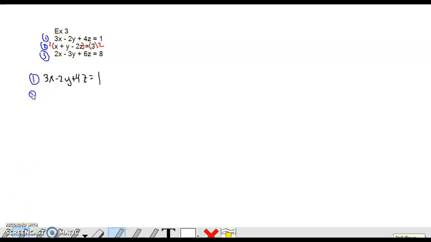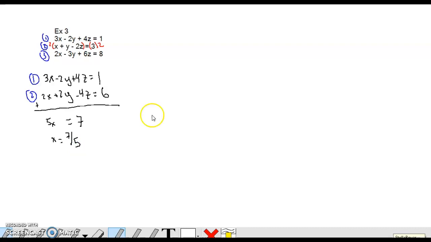So here is my second equation: 2x plus 2y minus 4z is equal to 6. All right, so what's going to happen? 3x plus 2x gives me 5x, and the y's and z's cancel out, and this will give you 7. Interesting. No solution is supposed to be where variables cancel out. You're not supposed to get an answer. This looks like we have an answer.